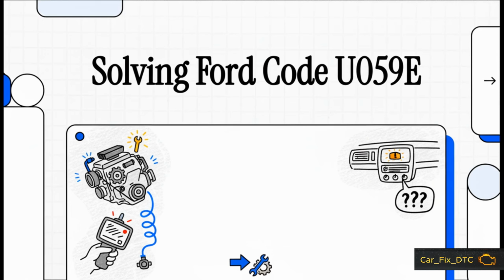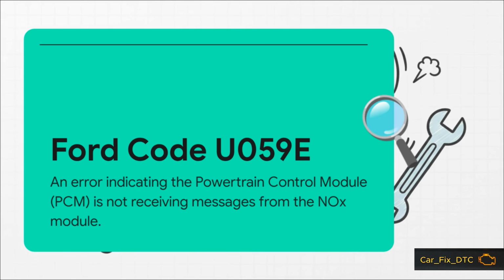The dreaded check engine light. You know, it's one of the most frustrating things to see pop up on your dashboard. And if you've plugged in a scanner and found the code U059E on your Ford, you're probably wondering, okay, how bad is this? Well, you've come to the right place. We're going to break down exactly what your car is trying to tell you and give you a step-by-step plan to get it fixed. So what is this U059E code all about?